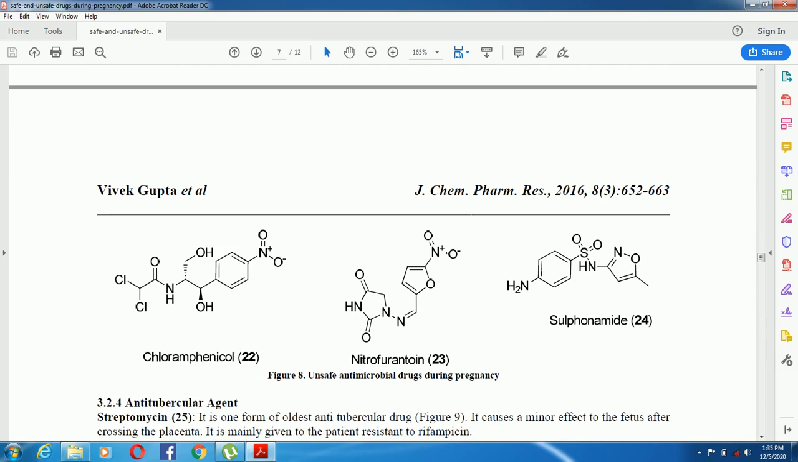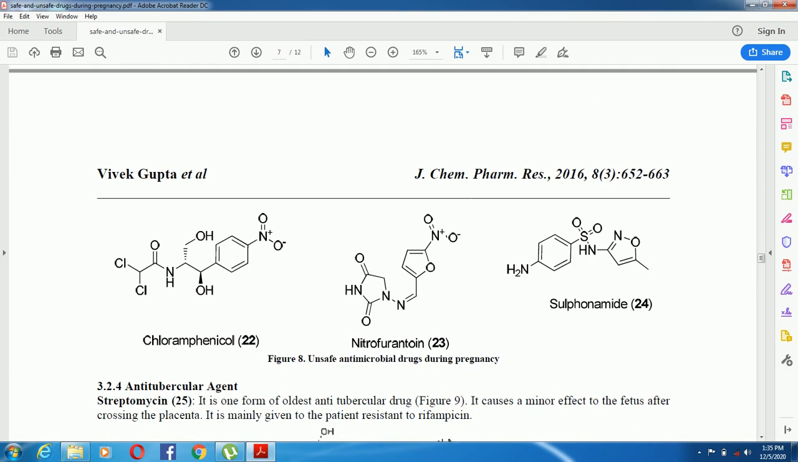Now let's see all this data. This is actually from research articles. The data is being taken from research papers and research articles, which is valid and accurate. So these are the unsafe antimicrobial drugs during pregnancy, especially in antibiotic groups.